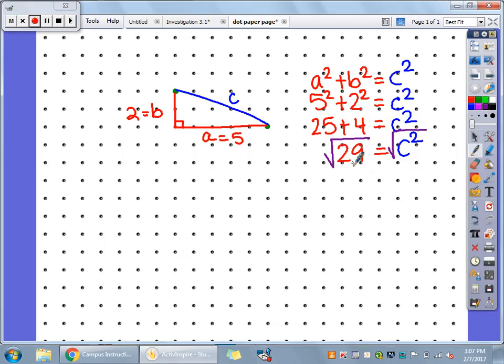Again, if you punch 29 into your calculator, it's going to give you a decimal, so we're just going to leave it as the square root of 29. The square root and the square are going to cancel each other out. So the distance between these two green points that we put up here is the square root of 29.